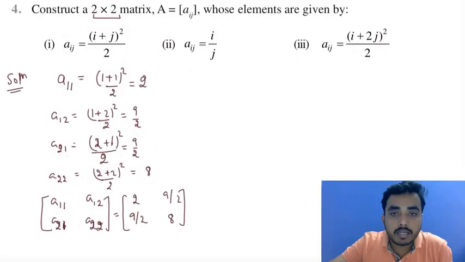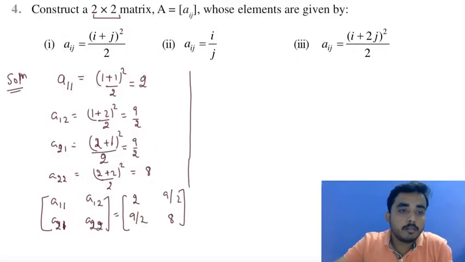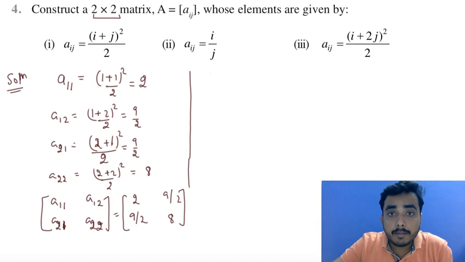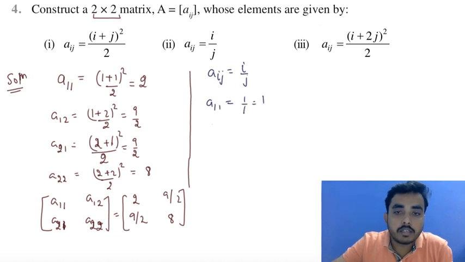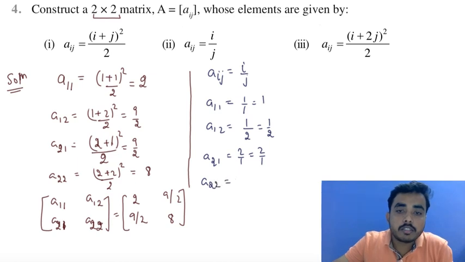Now let's move to part 2. पार्ट 2 देखते हैं इसका. Aij जो दिया है इसमें हमें, this is i by j. Okay. So putting value of i and j equals to 1, A11 is equals to 1 by 1, which is 1. A12, i is 1 डाला है हमने, j is 2, this is 1 by 2. A21, this is 2 by 1, which is 2 by 1. A22 is 2 by 2, which is also again 1.